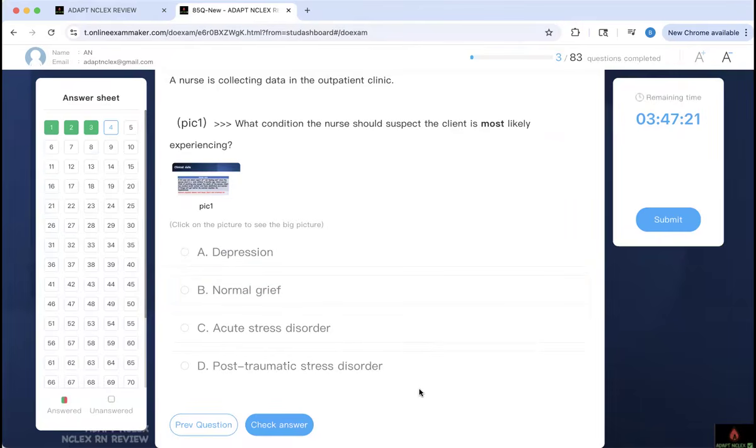This is not depression. You can give them up to 6 months. This is not post-traumatic stress disorder, because you will see 3 things that will happen. She's not reliving the situation. She's not avoiding anything. And this is not acute stress disorder. This is what we call grief. She has uncomplicated grief, normal grief, and then pay attention.